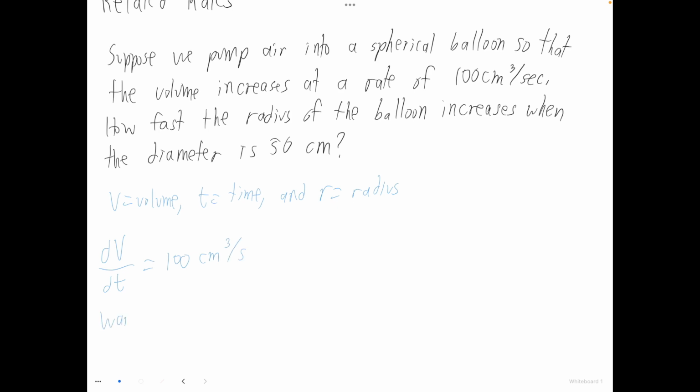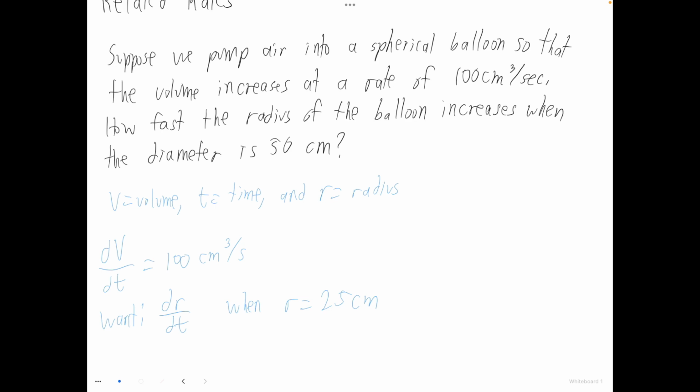And we want to know the rate the radius is changing. So we want dr dt when r equals, well, the diameter is 50, then the radius is going to be 25. So remember, the radius of a circle is just half the diameter. So the radius is going to be 25 if the diameter is 50. And so this is the information that we have and what we want.